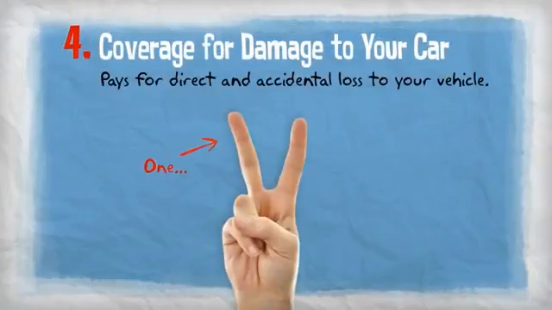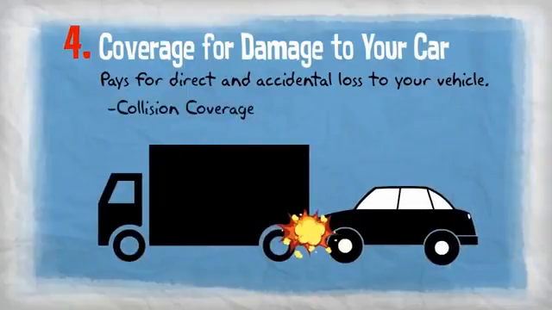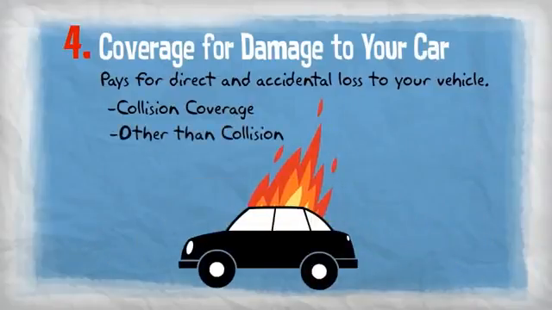There are 2 parts to physical damage coverage: collision, for when your car impacts another vehicle or object or is upset, and other than collision, which covers almost any other type of direct accidental loss not excluded by your policy.